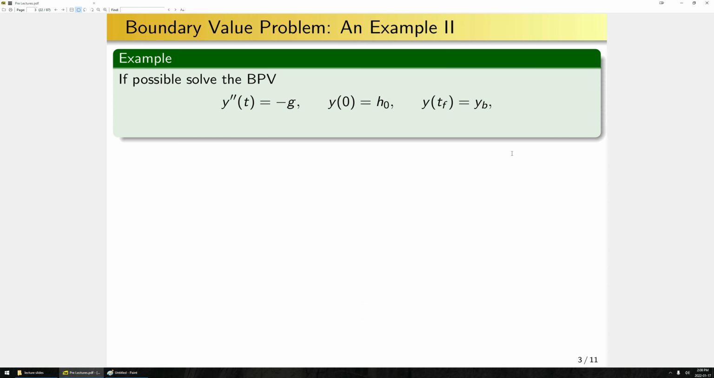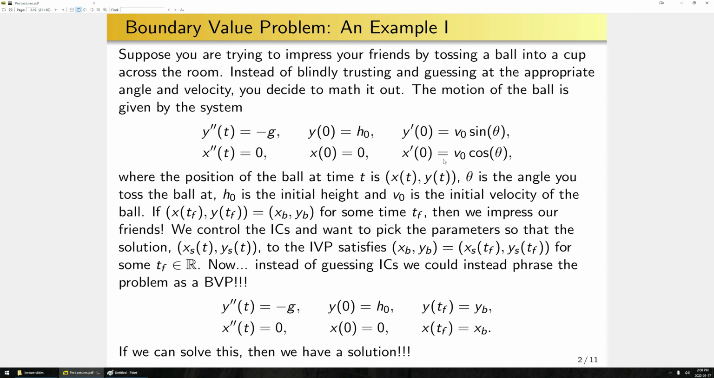Okay, so let's just turn this into an example. If possible, solve the boundary value problem. First equation, second equation. So why do I say if possible? Well, in general, if I just give you an arbitrary boundary value problem, you can't necessarily solve it. But in this case, you're actually kind of guaranteed a solution, since we know solutions to this can be chosen such that the position, say, y of t and x of t for any value of t can be any real number, right? So it's a property we haven't proven, but it is true for this case.